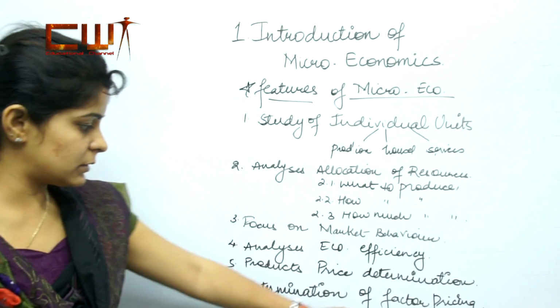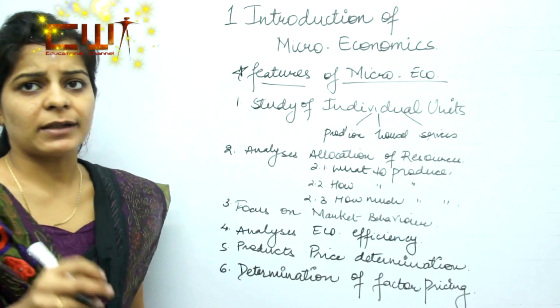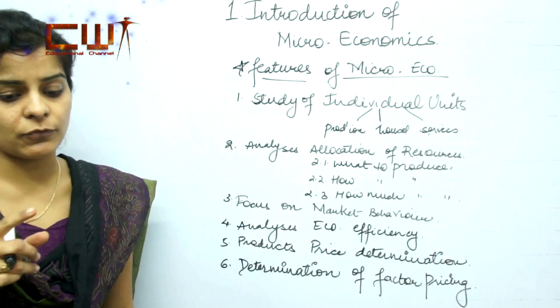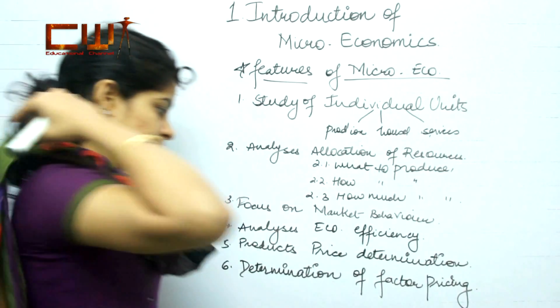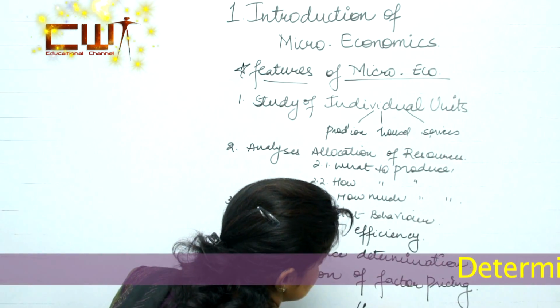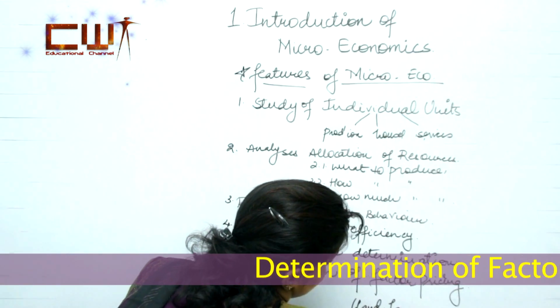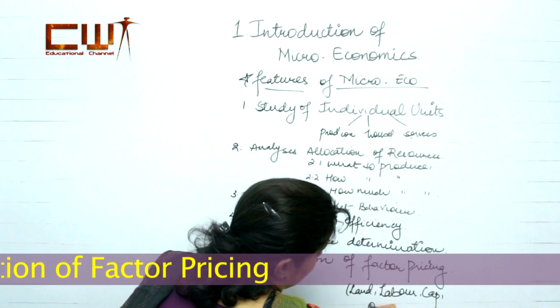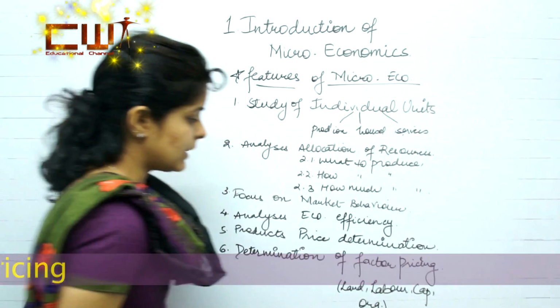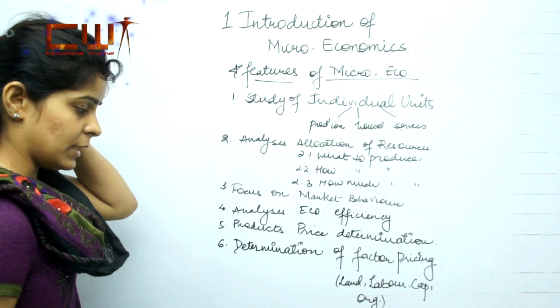Do you know what does the term factor mean? Factor means that which helps in the production of goods, that is land, labor, capital, organization. I will tell you again, factor means land, labor, capital and organization. These are the factors of production.